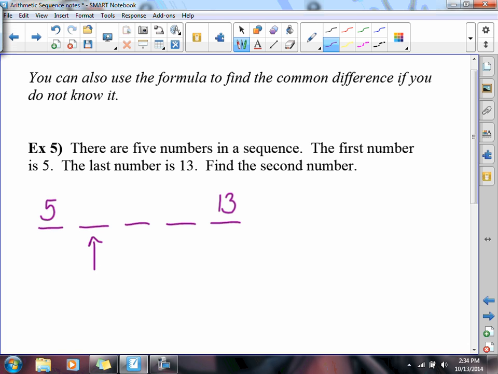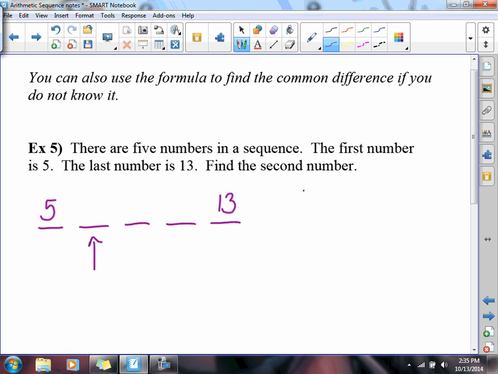Okay. Now, there's a couple different ways that you could do this. You could try and figure out what you had to add every single time so that you got all the way over to 13 from 5. So 5 plus something, plus something, plus something, plus something has to equal 13. And those little plus somethings, they have to be the same every single time. So you could do that, or you could use our formula. Okay? Now I'm trying to find the difference. I know my first number and my last number.